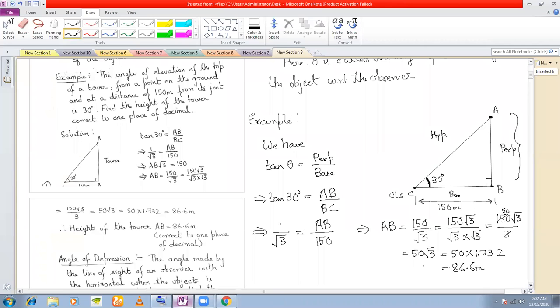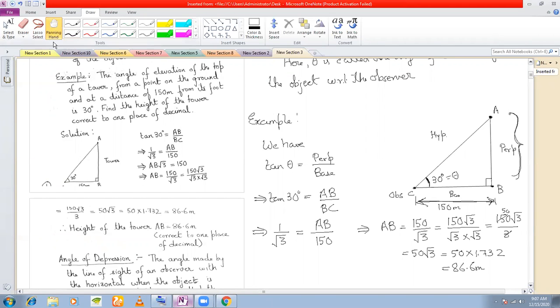This is the height. So what we have used here is tan, because we knew the length of the base here, 150. Okay, and we needed to calculate the perpendicular. So we needed to find a relation between perpendicular and base given theta. This angle was our theta. So we knew that tan relates perpendicular and base. That is why we use tan.